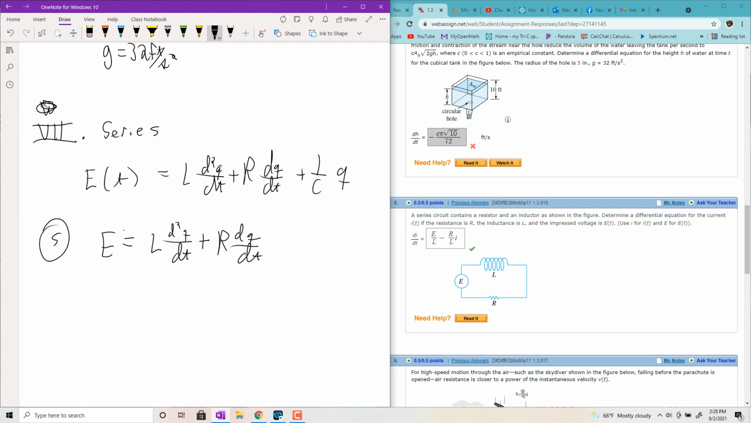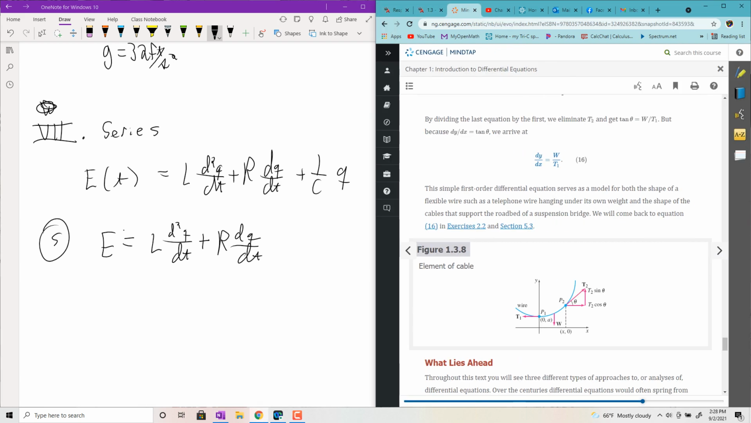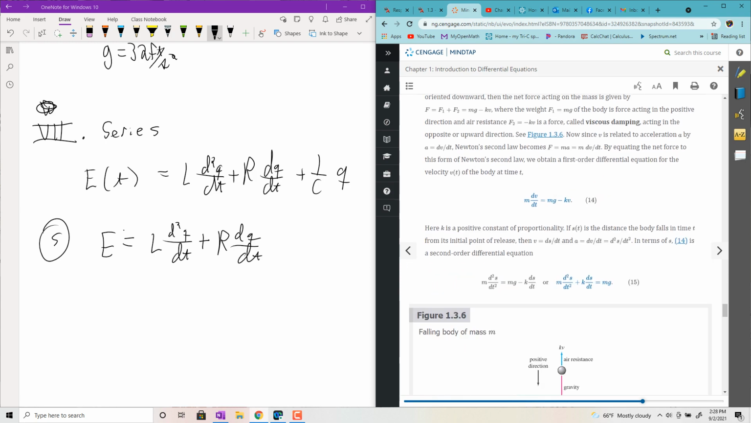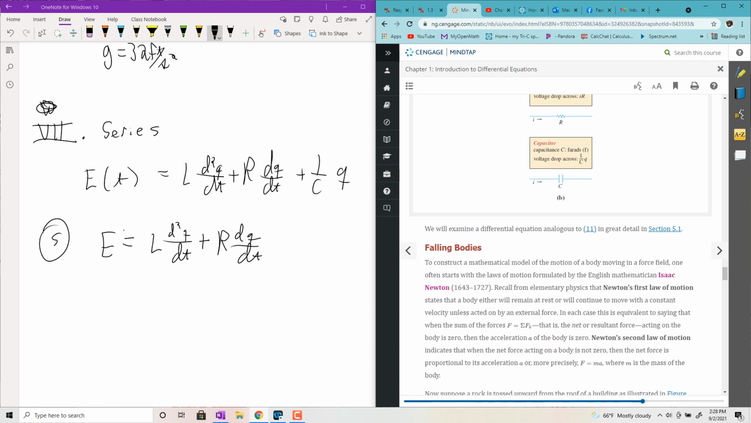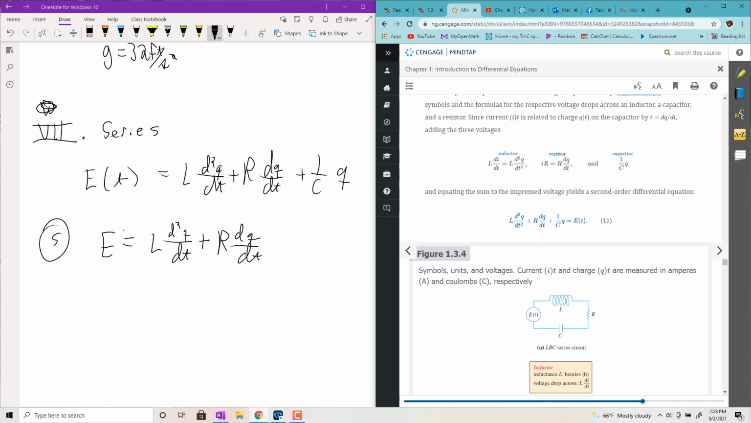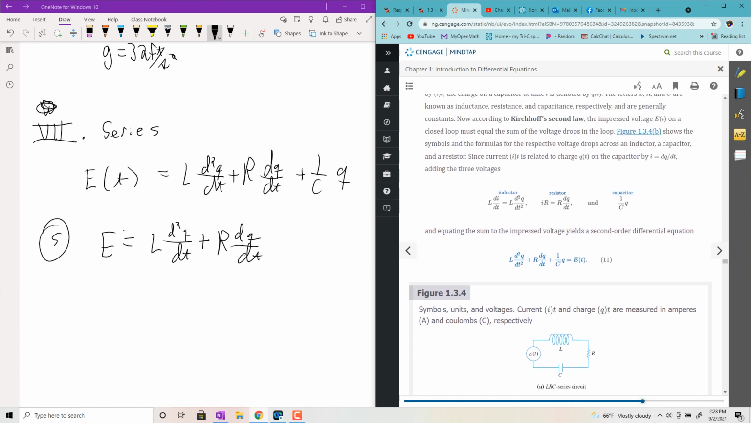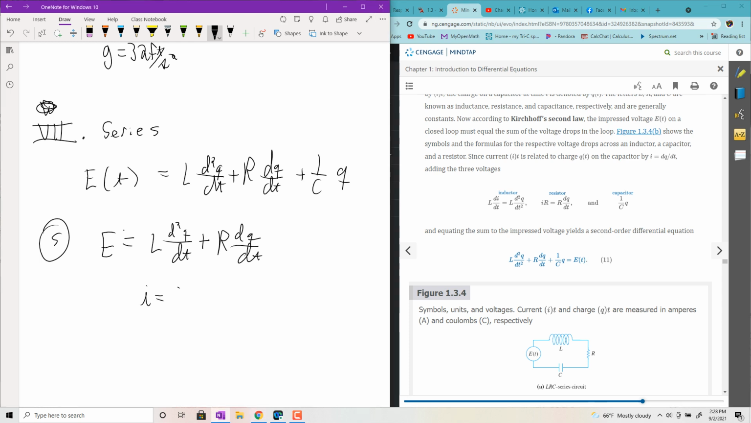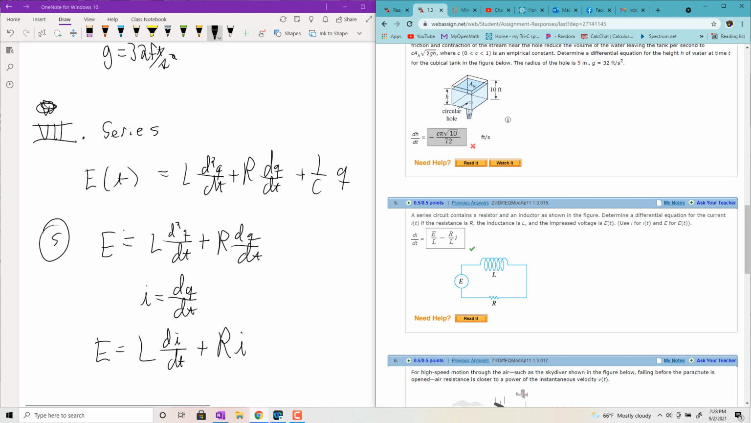And what is the I part? Well, that's just from your charge, right? So you go back in here, they'll give you a relationship that will allow you to get I. So I, the current, is equal to the derivative of the charge. So we can rewrite this as E equals L di over dt plus Ri. And then in the question, they want you to solve for di over dt.